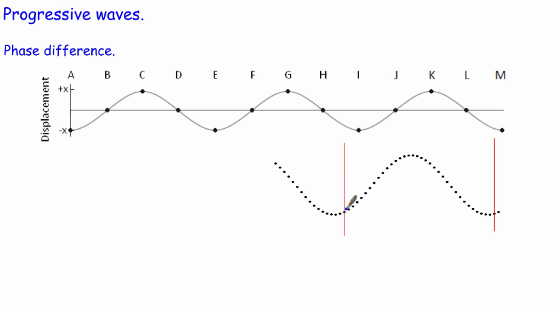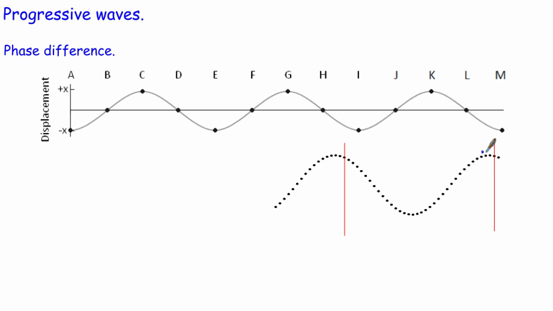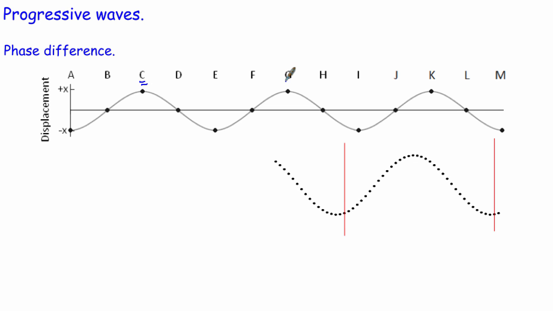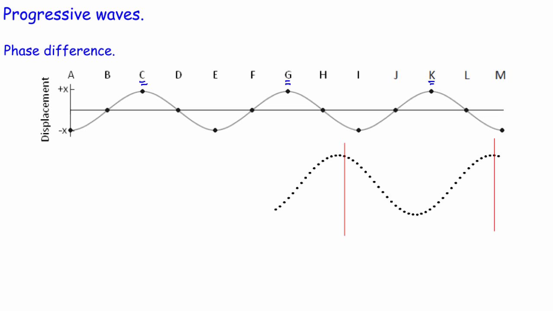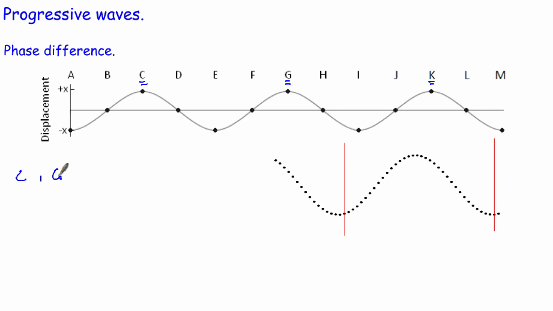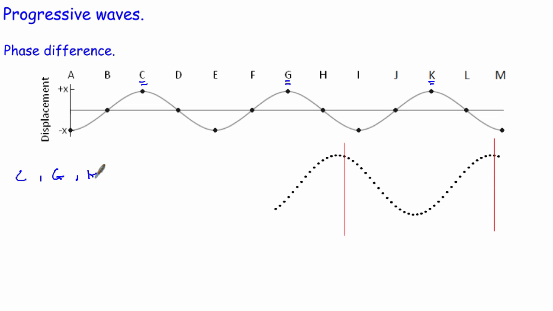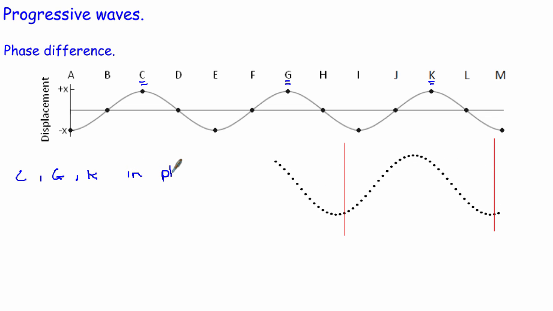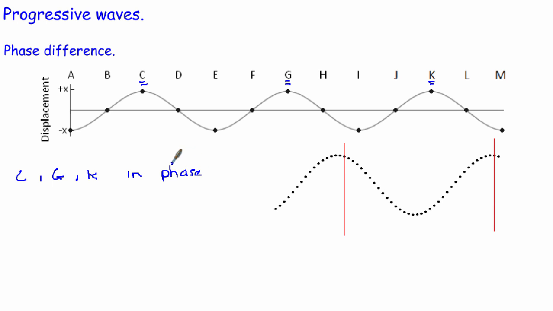If they're doing exactly the same thing, that's the same as, if we look at this, that's the peak and that's the peak at the same time. That would be this one and this one, but also this one. And if the wave carries on, the next one, and so on. So what we would say is that C, G, and K are completely in phase. They're in phase with each other because they're doing exactly the same thing.